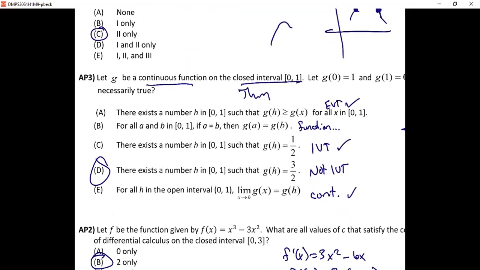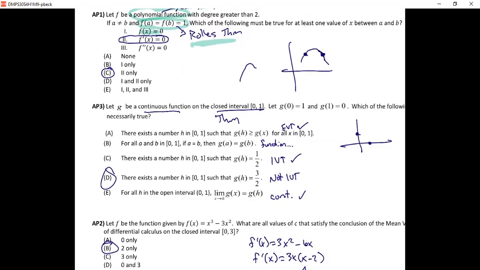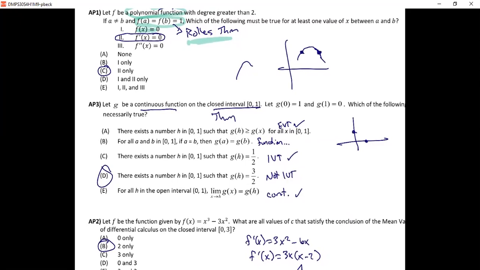For the second one, continuity on the closed interval, we have continuity on the closed interval. Then g of 0 is 1, g of 1 is 0. I kind of drew in my situation here just to get an idea. Then I realized I didn't need to do that because this problem is all theoretical. So the first one, there exists a number h such that g of h is greater than or equal to g of x. To me, that shouted out extreme value theorem.